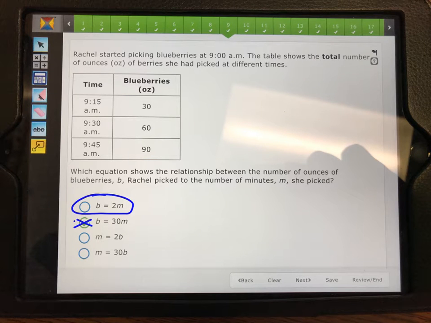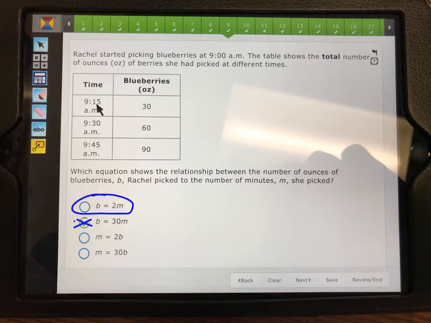I like this one because they give you time, but they're not using the actual time. They're using the amount of time that is changed between each. So from 9:15 to 9:30, that's 15 minutes. From 9:30 to 9:45, that's another 15 minutes. And again, we're talking about a total number of ounces.